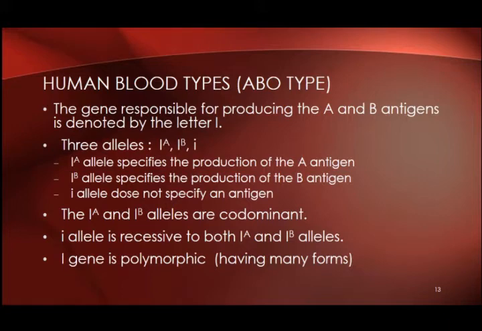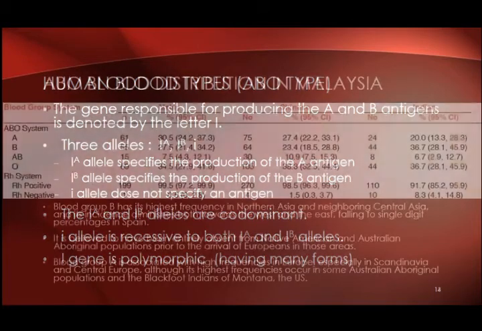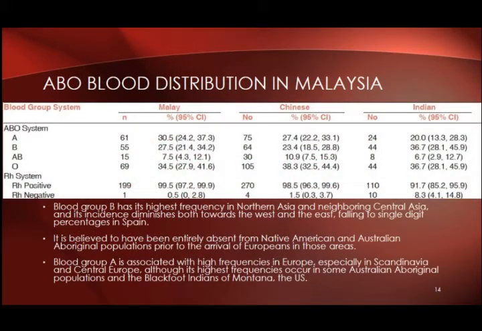So the I gene is polymorphic, or having many forms. Blood group B has its highest frequency in Northern Asia and neighboring Central Asia. Incidence diminishes both towards the west and the east. In Europe, it is like one or two people, single digits. They believe that it has been entirely absent from Native American and Australian Aboriginal populations prior to the arrival of Europeans in those areas, meaning that in those areas, there is a lack of the B blood group.